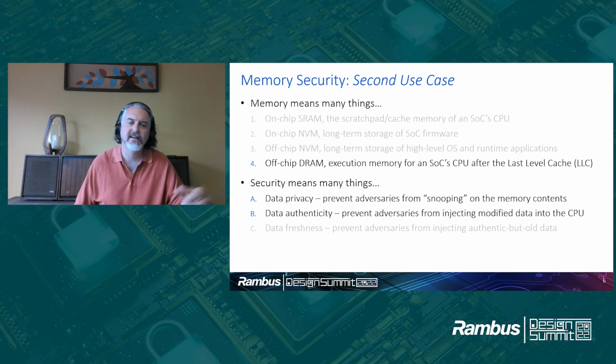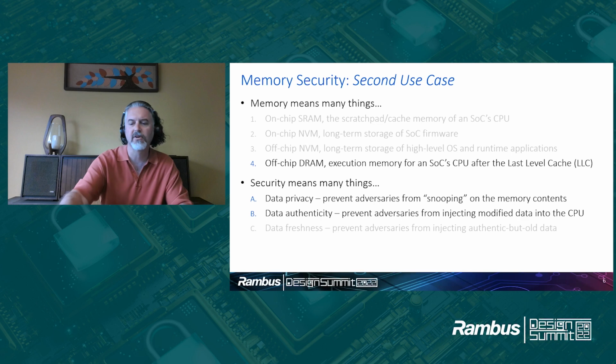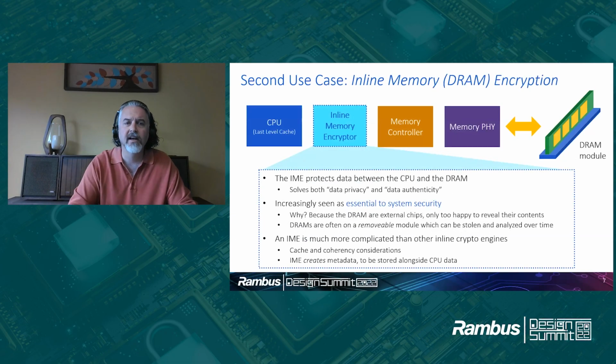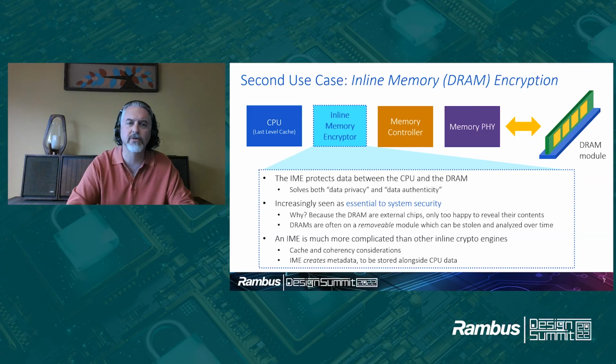And for the same reason as the NVM, there are data privacy concerns. You don't want the adversary snooping on the contents, and you certainly don't want adversaries injecting modified data so that the CPU picks it in and begins executing without authenticating the veracity of that data. Here's a cartoon that describes what an inline memory encryptor for a DRAM system might look like. And this begins to describe why an IME, an inline memory encryptor, is so much more complicated in some ways than other systems.